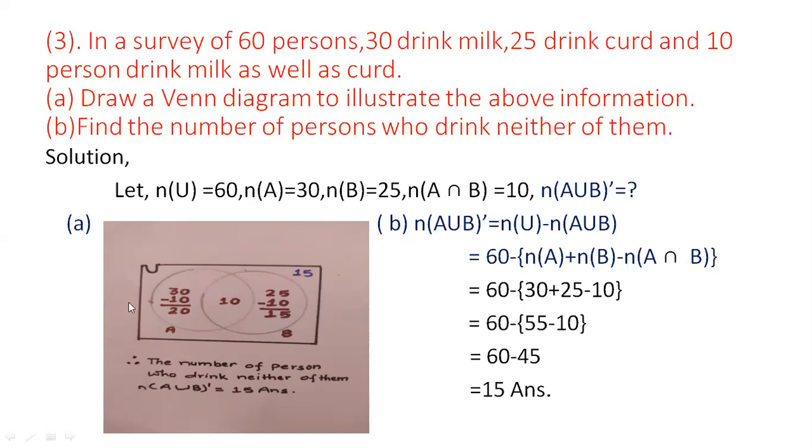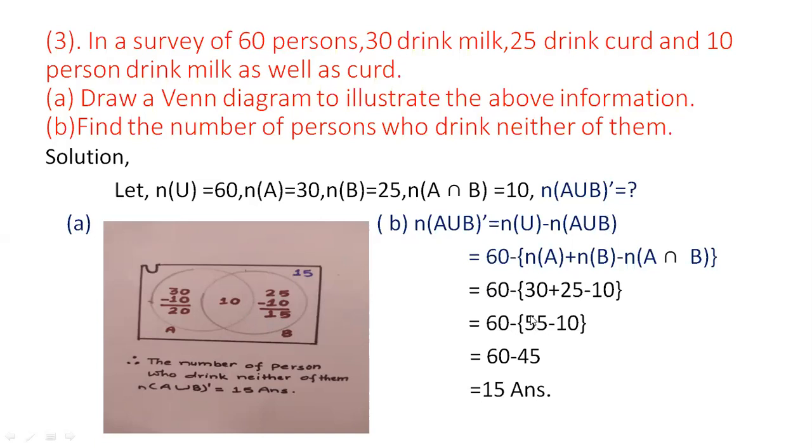The total is 60, no? Then 20 plus 10 is 30. 30 plus 15 is 45. 45 plus 15 is 60. It should come to a total of 60. This is the relation of sets A and B in a Venn diagram. And we can find this by using a formula.